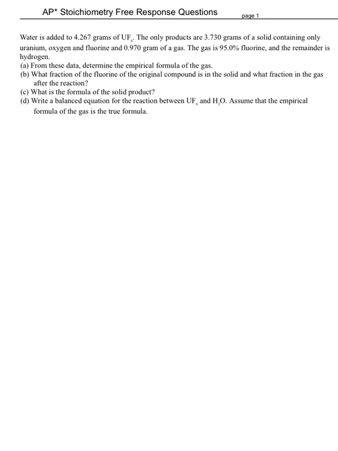The first thing you want to do every single time is write out the chemical reaction that you believe is occurring. So I have water being added to UF6. So my reactants are UF6 and H2O. And products are this solid containing uranium, oxygen, and fluorine. We don't know the subscripts. And a gas that's 95% fluorine and the remainder is hydrogen.